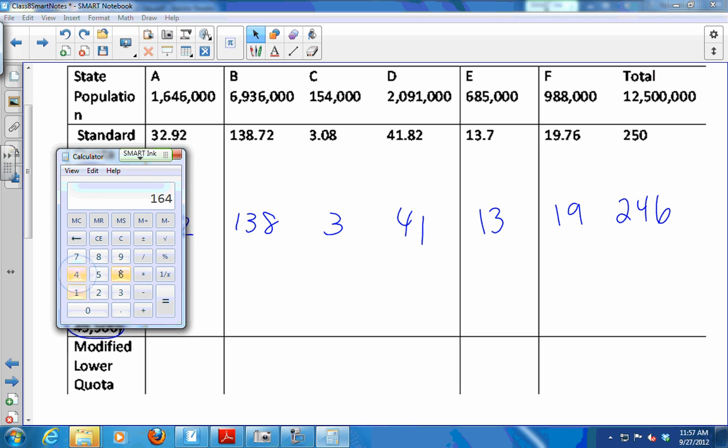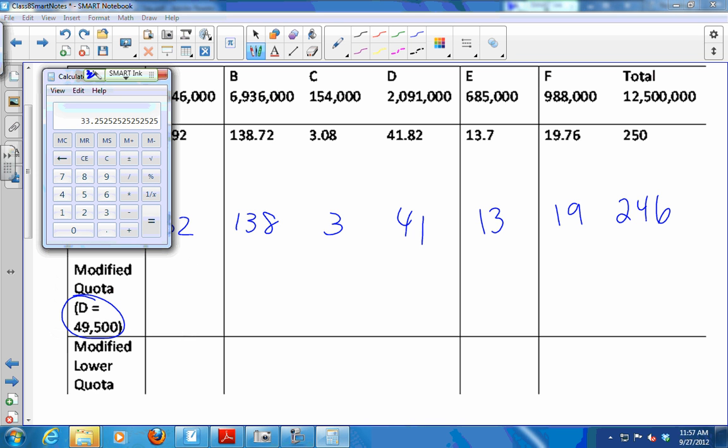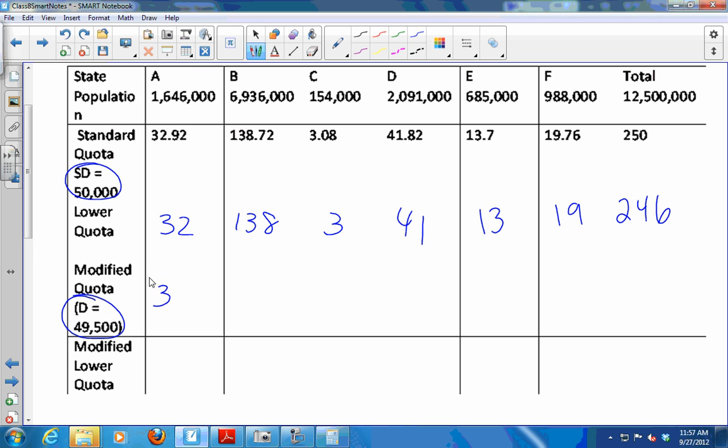All right, 1,646,000. Instead of dividing by 50,000 people per seat, we're going to divide by 49,500, something a little bit smaller. I'll tell you exactly how to change it in a minute. So I change it to something a little bit smaller, and that makes my answer come out a little bit bigger. So I get 33.25. Last time I got 32.92. Now I have 33.25. So I made the answer a little bit bigger. That was my goal. That way, hopefully, after I round down and add them up, I won't be short seats.